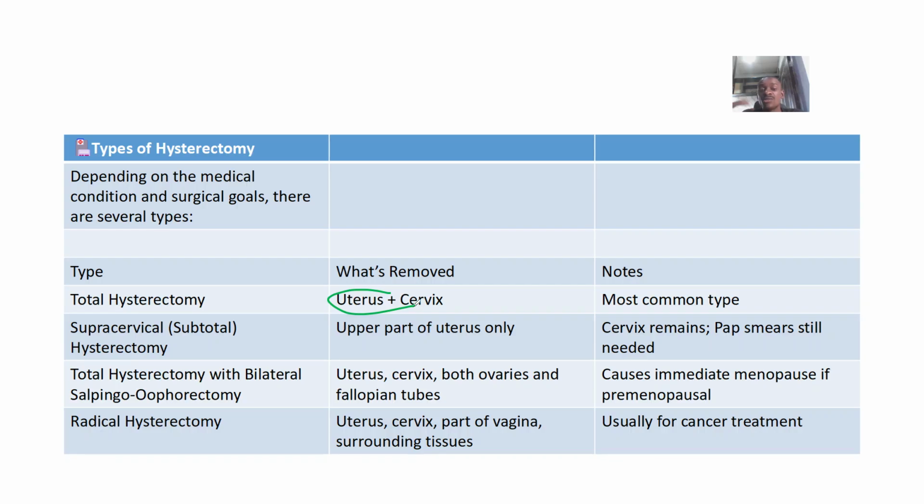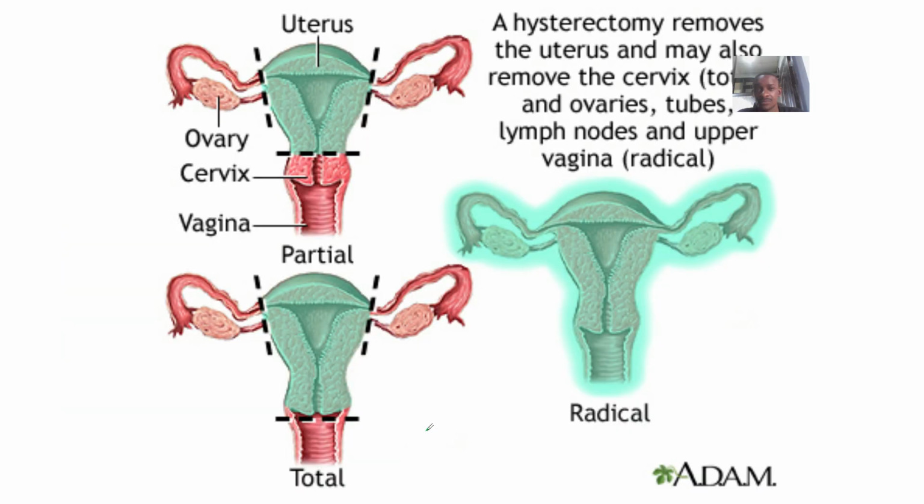We have the total hysterectomy with bilateral salpingo-oophorectomy. That one, you remove the uterus, remove the cervix, remove the ovaries, remove the fallopian tubes. Then we have the radical hysterectomy, where you remove the uterus, the cervix, and part of the vagina.